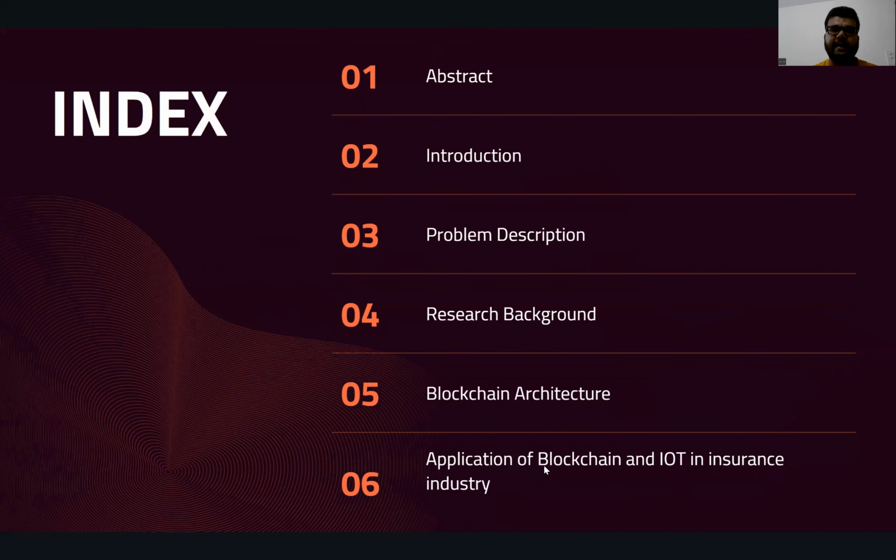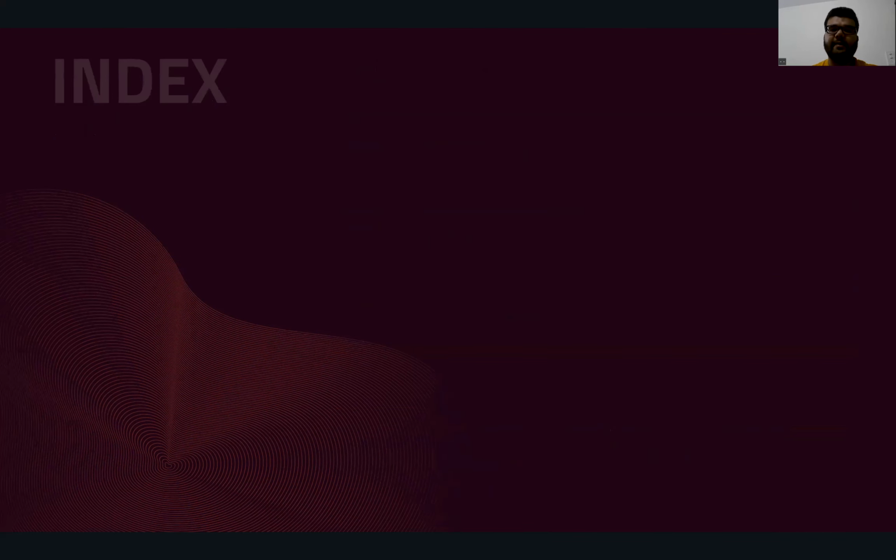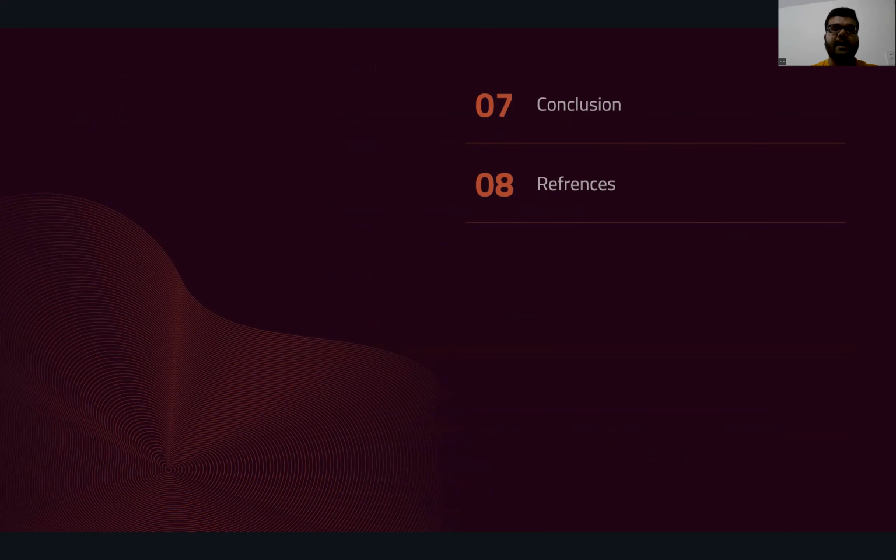So moving on to the next slide, which is the index. First I will be talking about the abstract, then I will be moving to the introduction, then the problem description. After that, I will be talking about the research background, then the blockchain architecture. And moving on, I will be talking about the application of blockchain and IoT in the insurance sector. Then at the last, I will be talking about the conclusion and references. So let's start with the abstract.